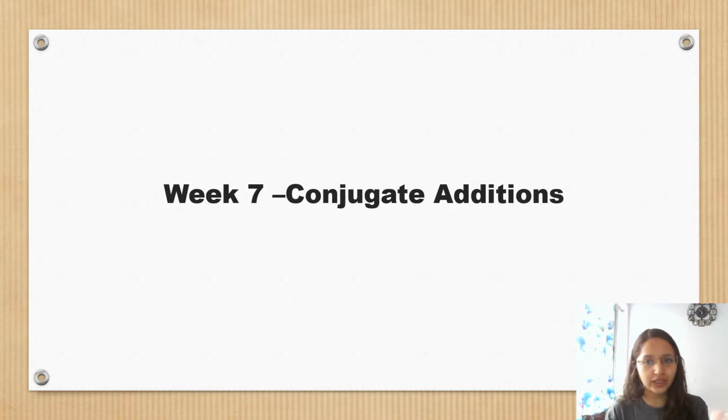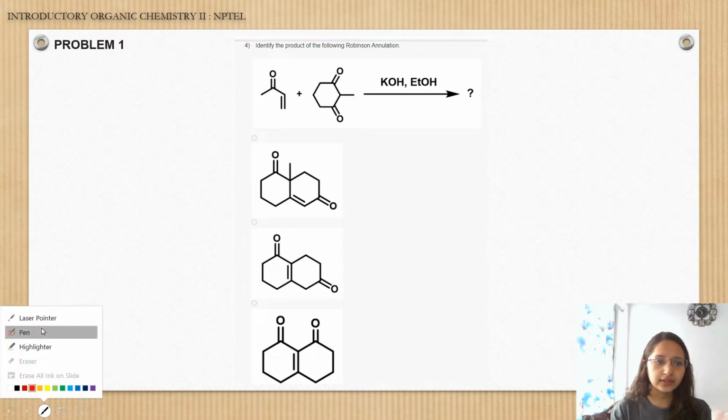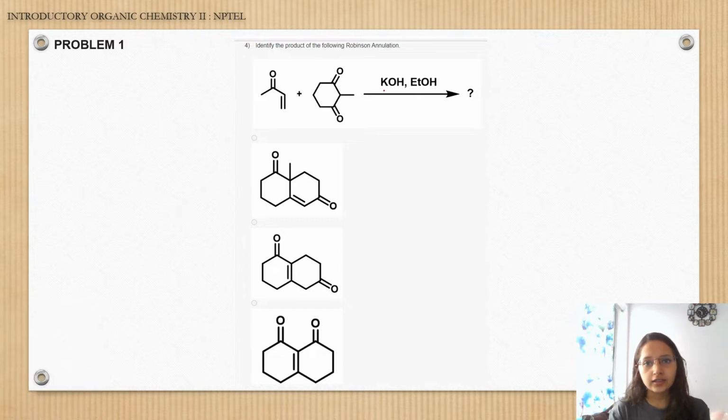So it is about conjugate additions. We are going to start with problem 1. In problem 1, the question is: identify the following Robinson annulation product. So you have to identify the outcome of this particular reaction. First of all, the condition of this reaction is base, and ethanol here is the protic solvent.